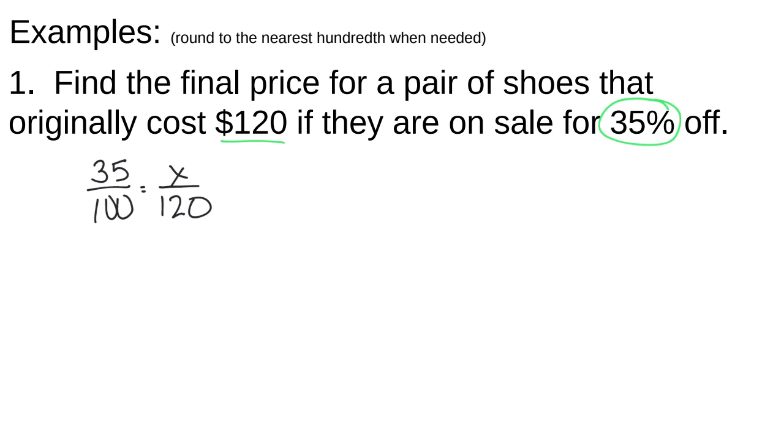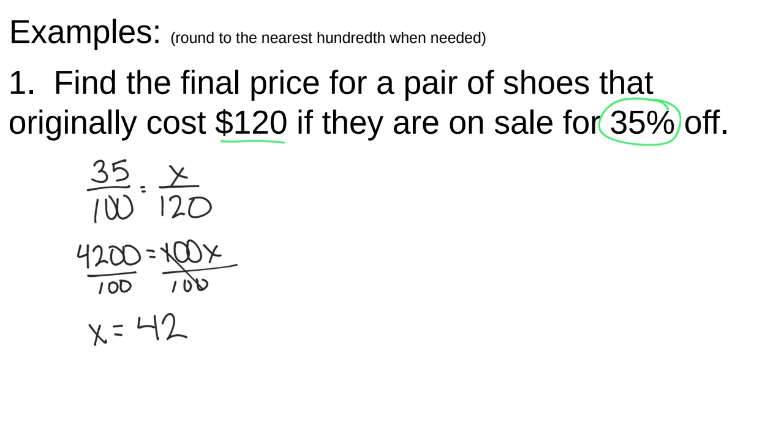120 times 35 is 4,200, and 100 times x is 100x. To solve for x, we will divide both sides by 100 to get x by itself, and I get x equals 42. Now, we need to stop and think about this answer. 42 is part of 120. What part is it? Well, it goes with this percent. 35% of 120 is $42.